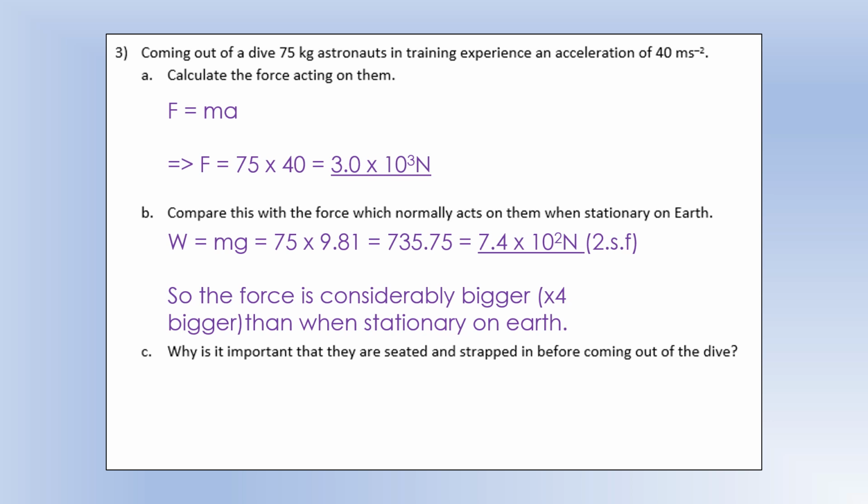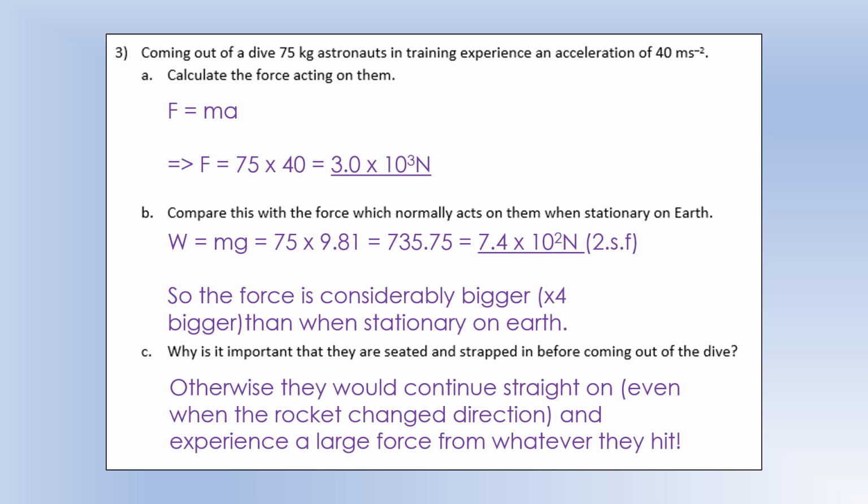So why is it important that they're seated and strapped in before they come out of a dive? Well, Newton's first law tells you that they would continue with their original motion until a force acted on them, and what we don't want is that force to be them slamming into a wall of whatever jet or plane they're in. So if you're strapped in, that is going to prevent the astronaut continuing with their motion. The seatbelt will make sure that they follow the motion of the rocket.